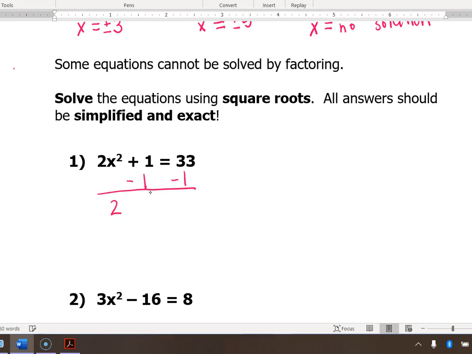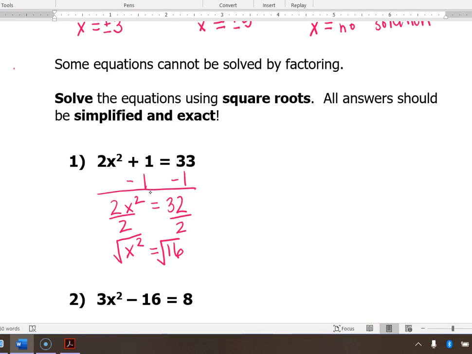So I get 2x squared is equal to 32. I'll divide by 2 on both sides. And I get x squared is equal to 16. And then my last step is going to be to take the square root of x squared so that I can get the variable fully by itself. So when we say we want the variable by itself, it means that we want no number next to the variable, and we also don't want any exponents. So simply we just want x.